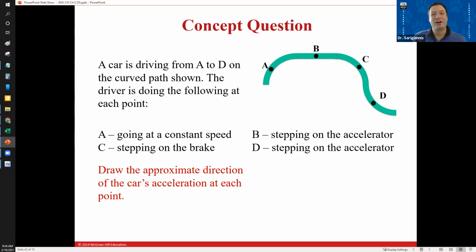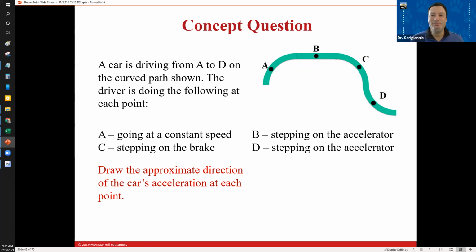A car is driving from A to D on the curved path shown. The driver is doing the following at each point. At A, going at a constant speed. At B, stepping on the accelerator. At C, stepping on the brake, and at D, stepping on the accelerator. What I want you to do is sketch this out on a piece of paper and draw an approximate direction of the car's acceleration.